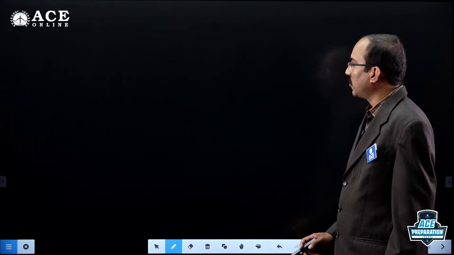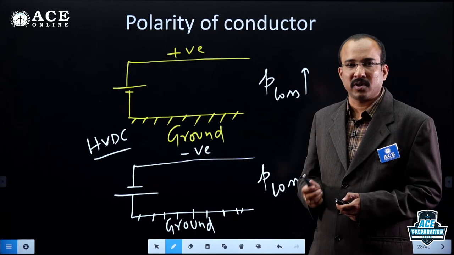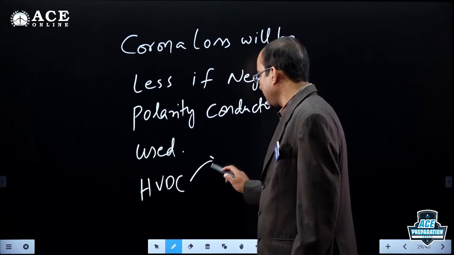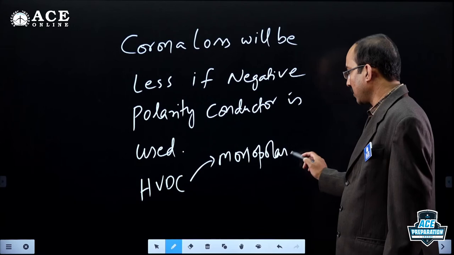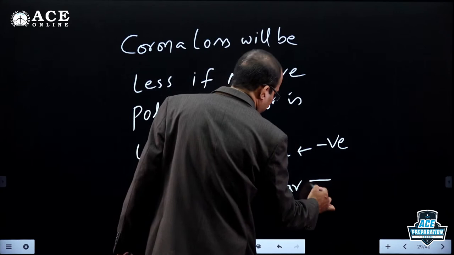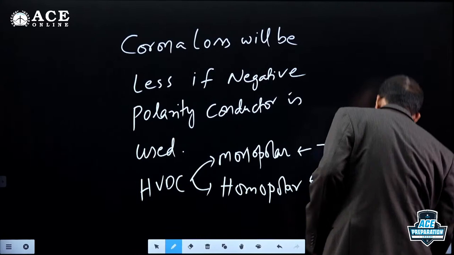So that's why, if you observe, in monopolar configuration, there we will be using negative conductor configuration. Even in homopolar, with two conductors, we are using what? Negative polarity. So in case of HVDC monopolar configuration, we'll be using negative polarity conductor. And even in case of homopolar configuration, it is preferred to use both the conductors with negative polarity. That is about the polarity of conductor and how it is influencing.